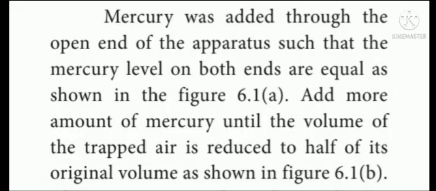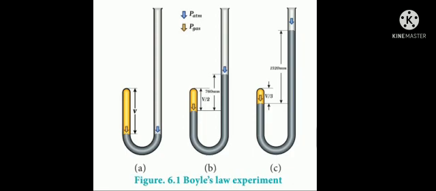Add more mercury until the volume of the trapped air is reduced to half of its original volume, as shown in picture B. In the apparatus, add some more mercury until the volume of air in the closed end is reduced to V by 2. Addition of mercury reduces the original volume of air in the closed end to half of its original volume. It is shown in picture B.